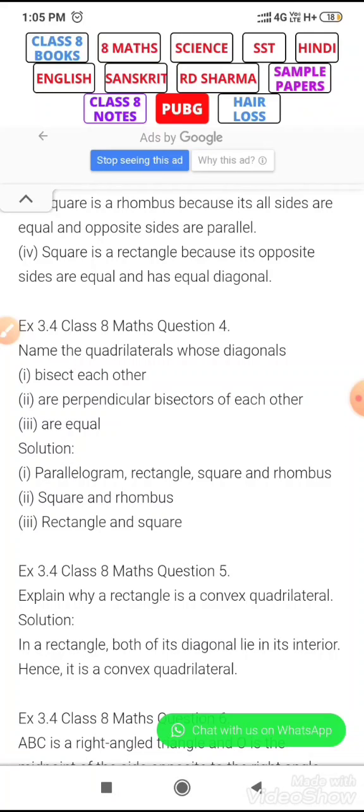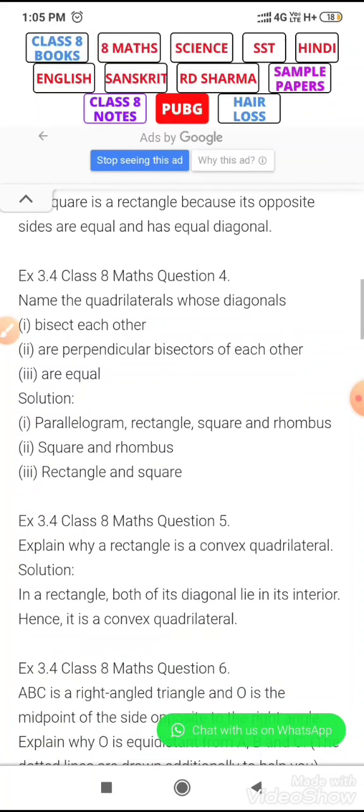In parallelogram, rectangle, square and rhombus, the diagonals bisect each other. In square and rhombus, diagonals are perpendicular bisectors of each other, and in rectangle and square, diagonals are equal.